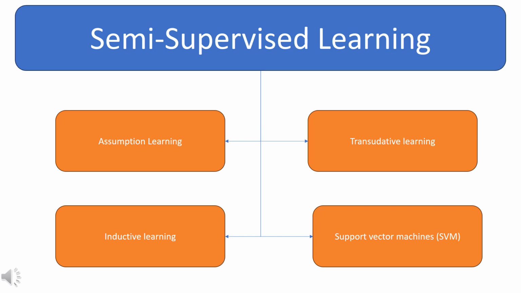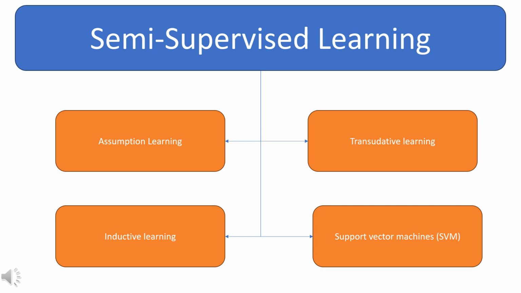Semi-supervised learning is a branch of machine learning that combines supervised and unsupervised learning by using both labeled and unlabeled data to train ML models for classification and regression tasks. Semi-supervised learning includes assumption learning, transductive learning, inductive learning, and support vector machines.